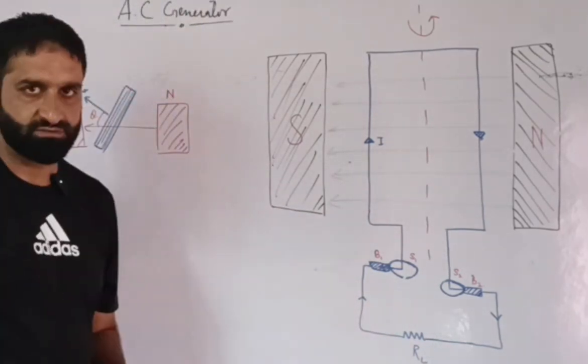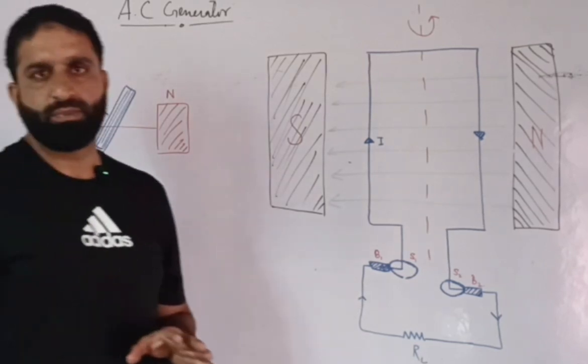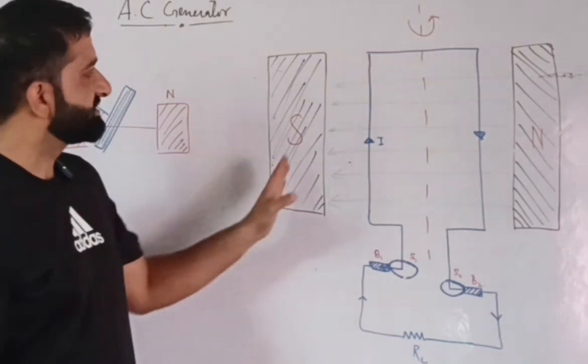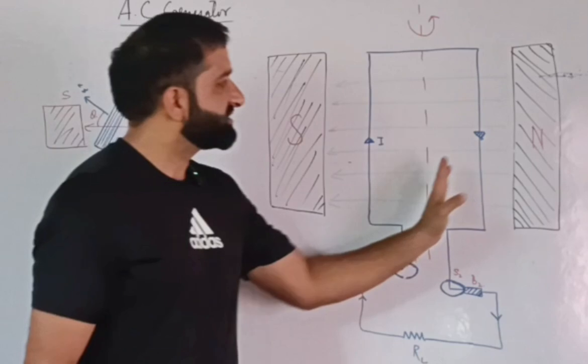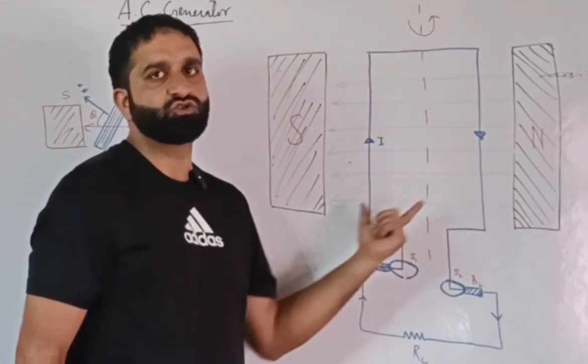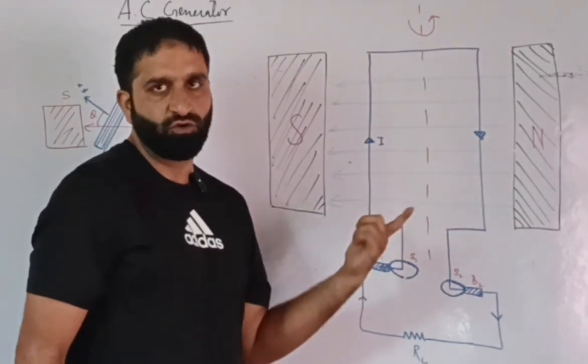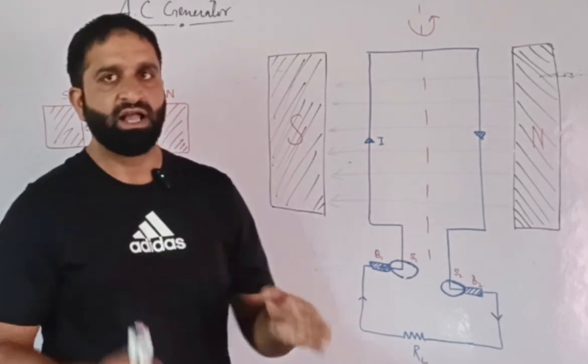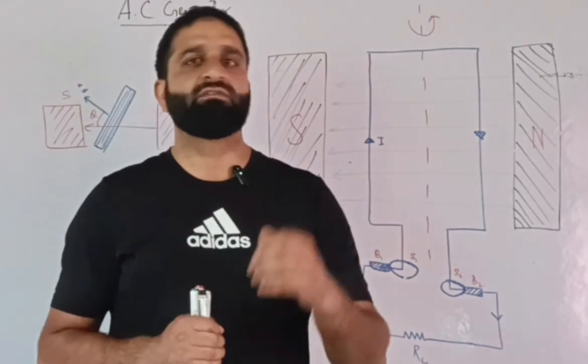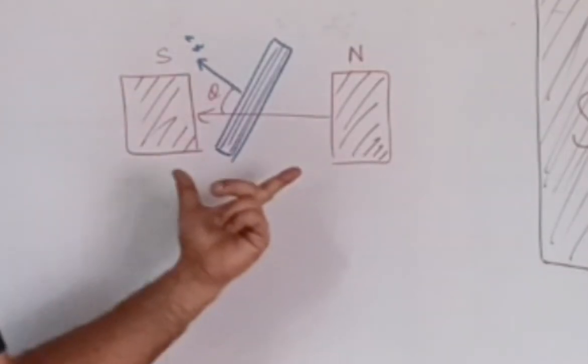Now, how does it work? It works on the principle of electromagnetic induction. That means when this coil is rotated between these two magnets, the flux linked with this coil changes, and we know from Faraday's laws of electromagnetic induction that when the flux linked with a coil changes, an EMF is induced in it. This is the top view.